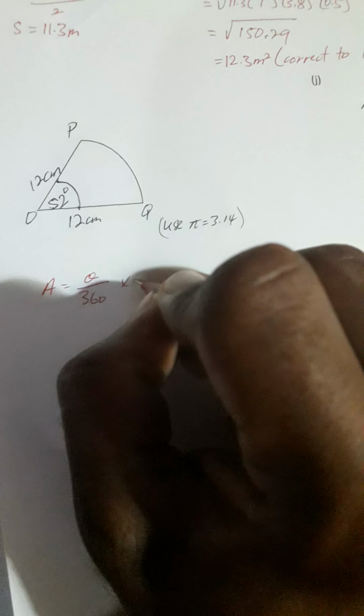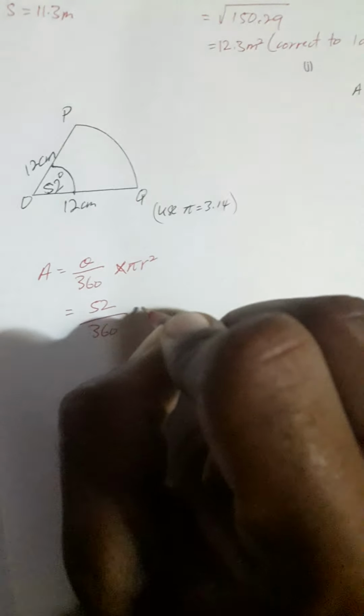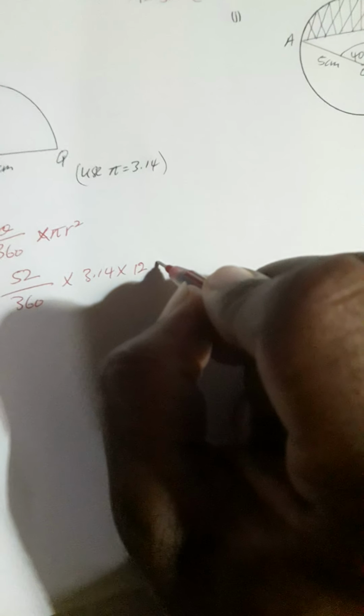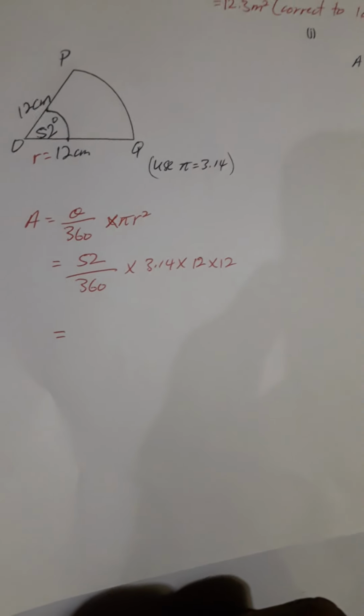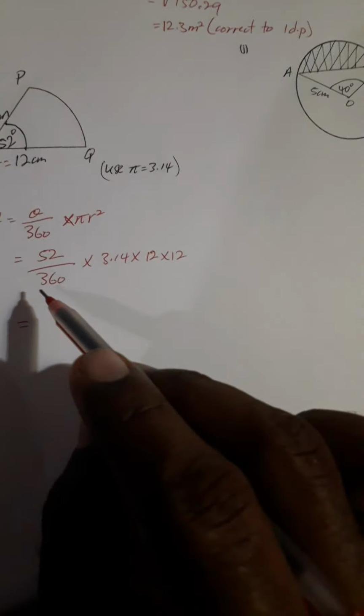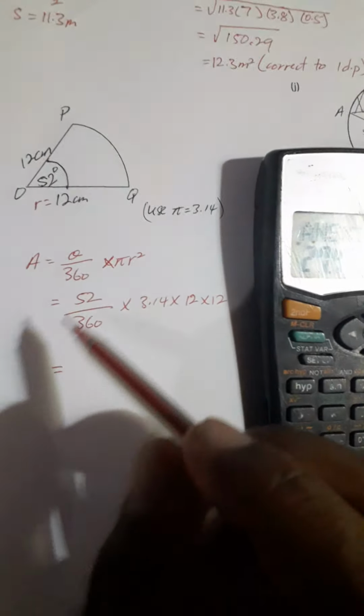Here we have a sector, so I'll write the formula. Area equals theta over 360 times pi r square. Theta in this case will be the angle, which is 52, over 360 times pi. We'll use pi as 3.14 times the radius, which is 12, so it will be 12 square, meaning 12 times 12. We don't really have anything much to cancel. We can cancel the 360 with the 12, but let us leave that.